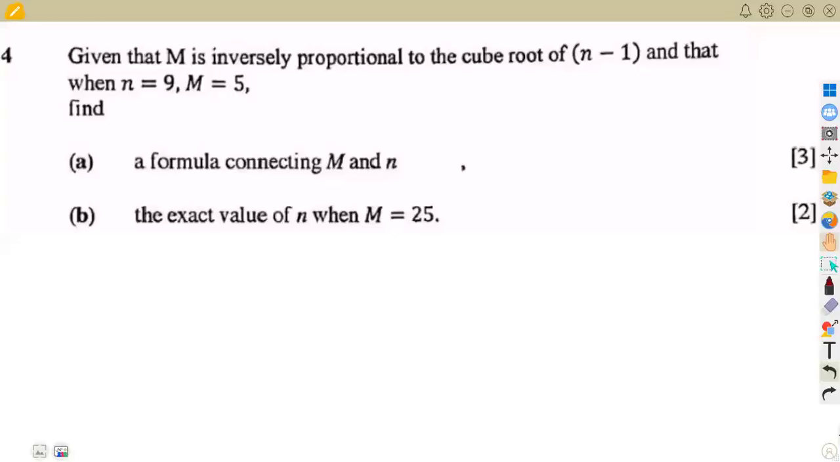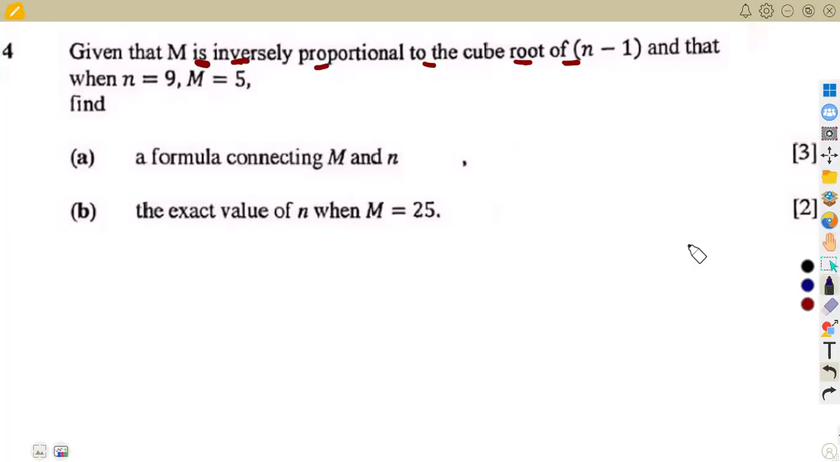Okay, guys, this is the basics of proportionality. From one of the question papers, we are given that m is inversely proportional to the cube root of n minus 1. Take note, m is inversely proportional. This is just a recap of what you had in O-level mathematics. We talked about variation. Now we refer to it as proportionality.